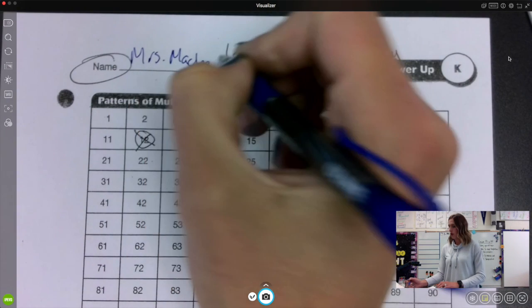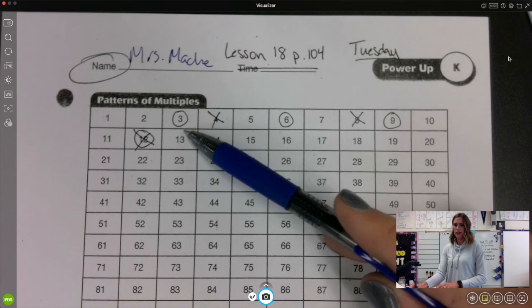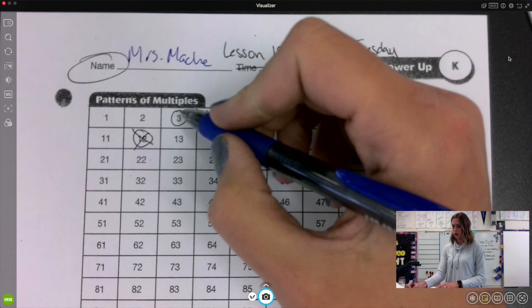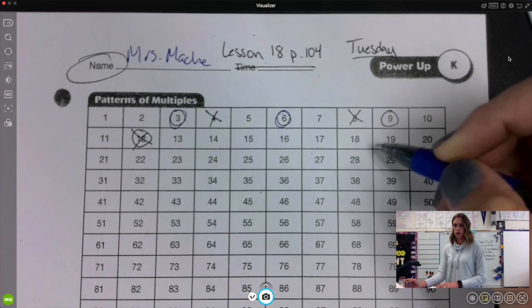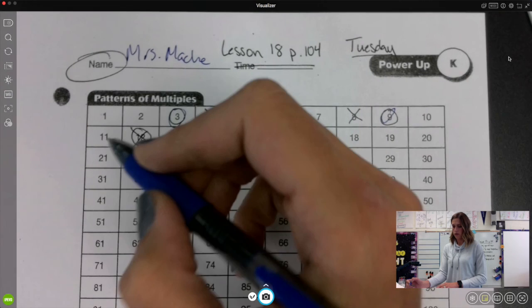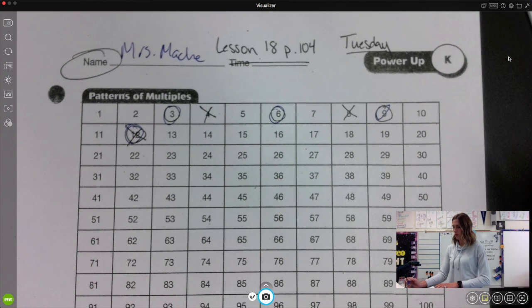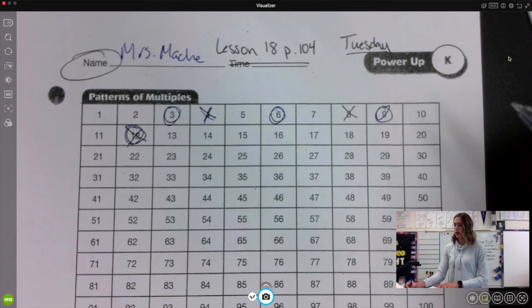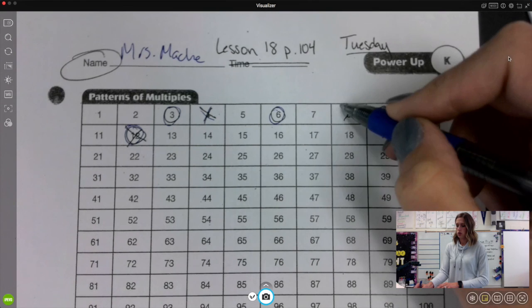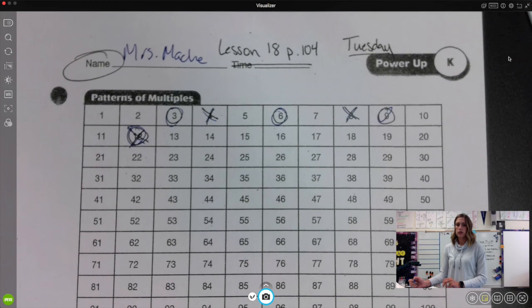And then, today for the top, we need to circle the multiples of 3. So notice how I did that, like 3, 6, 9, 12, and so on. All right, and then we're putting an X over the multiples of 4. So 4, 8, 12, and so on.